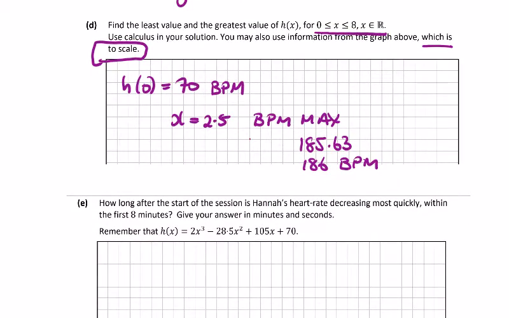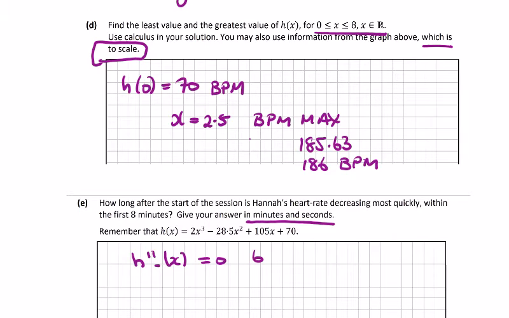Next part of this question. How long after the start of the session is Hannah's heart rate decreasing most quickly within the first 8 minutes? So the answer in minutes and seconds. So this is h double prime x. When is h double prime x equal to 0? I'm messing this up.